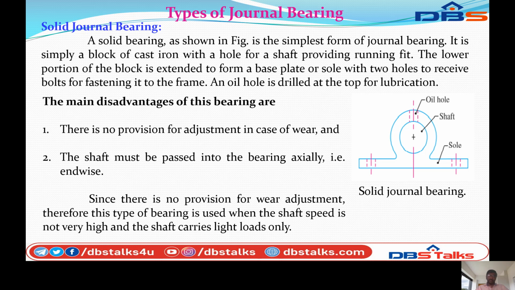So this type of journal bearing is used where the shaft speed is not very high, and the shaft does not carry heavy loads. It will be used for light loads only.